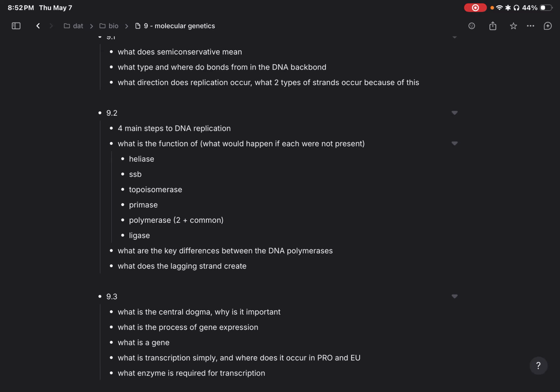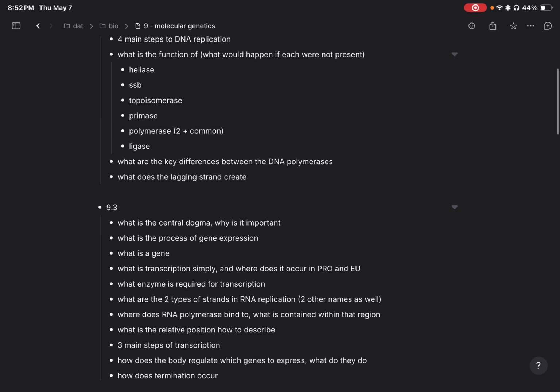What are the key differences between the DNA polymerases? I think I kind of said that. Polymerase 3 is responsible for, so what will happen without ligase? The Okazaki fragments will remain split, so you're going to just have non-continuous DNA. Polymerase, if you don't have that, then you just can't add DNA nucleotides. Like you're just cooked, right?